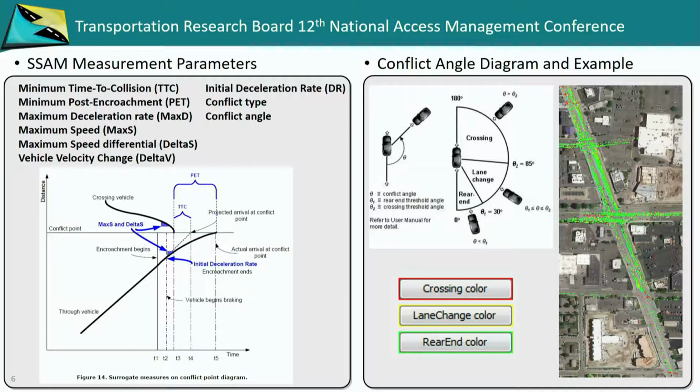And that conflict angle is really what determines the type of conflict that you've got. If you look over here, you've got the crossing conflicts that occur from about 85 degrees to 180. You've got lane change between about 30 and 85, and rear end conflicts that occur between 0 and 30. And so each of those conflicts is given a different color in the output of the model so that you can see what those impacts are.